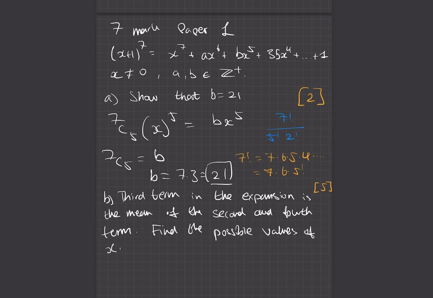So part B, which is worth 5 marks, this is the bulk of the question, tells us that the third term in the expansion is the mean of the second and fourth term. Find the possible values of x. So the third term is the b term, the second term is the a, and the fourth is this 35. So we don't know a yet, so first we have to find a.